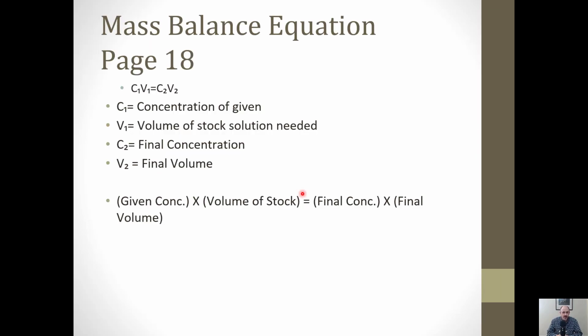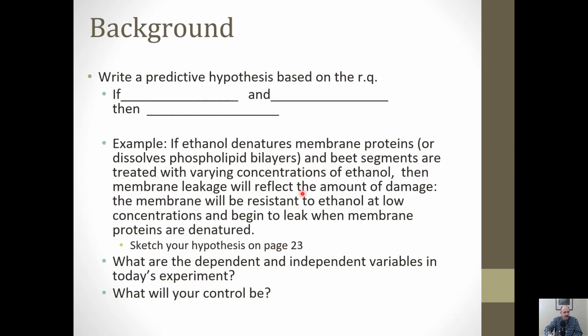So you're going to need to use the mass balance equation this week because you're going to be making dilutions of alcohol, of ethyl alcohol, ethanol. You'll be given a stock solution of about 95% ethanol, and you're going to make different dilutions ranging from 0% ethanol to 60% ethanol is what you'll be testing. And I'm not going to go over the mass balance equation in this video. I'll let your lab instructor do that.